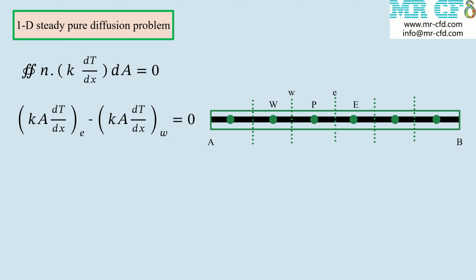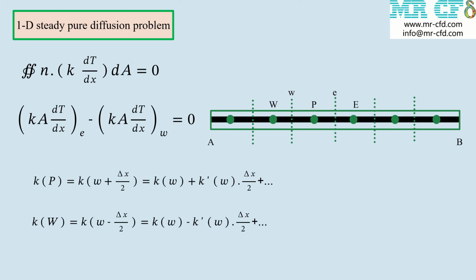In order to derive useful forms of the discretized equations, the interface thermal diffusion coefficient K and the gradient of temperature with respect to X at the east face e and west face w are required. Let's consider a uniform grid. Now with the Taylor series that we learned in the previous session, we can write the value of thermal conductivity at the nodes W and P with the base point of lowercase w. So, if we write the Taylor series up to the second term and truncate higher order terms, these relations will result.